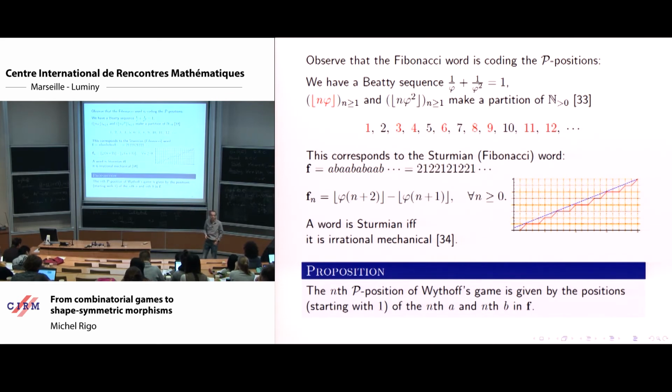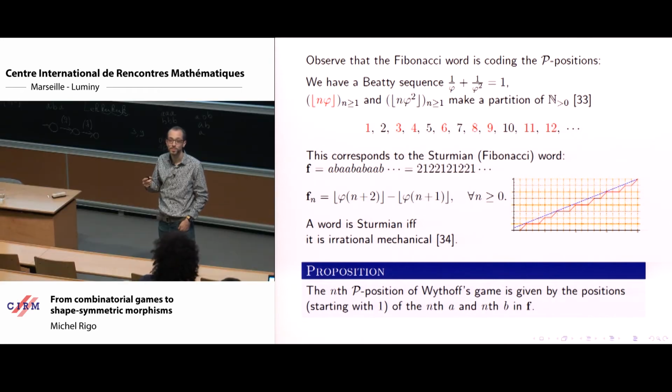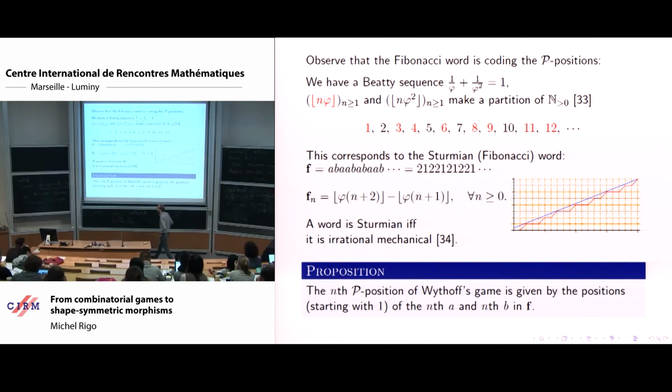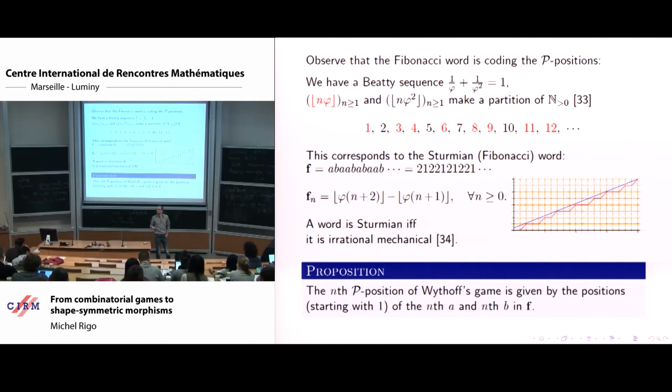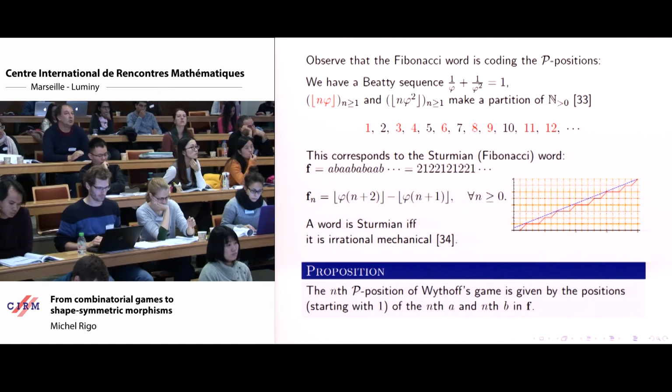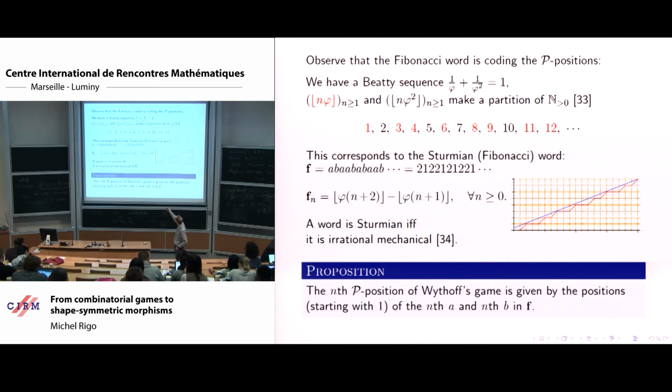And what is the link with Wythoff game? I would like to know what the P positions are. So I just have to know the first red element and the first black element. So 1, 2 is the first losing position. Then I look at the second red element and the second black element. So 3, 5 is the second P position, and so on.